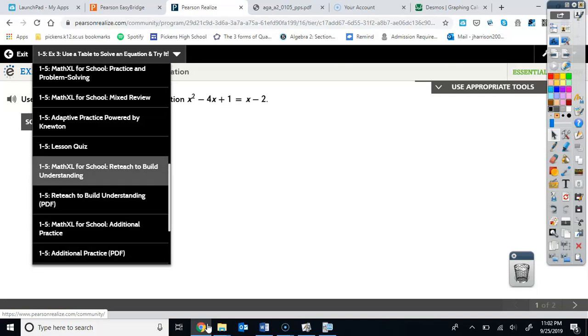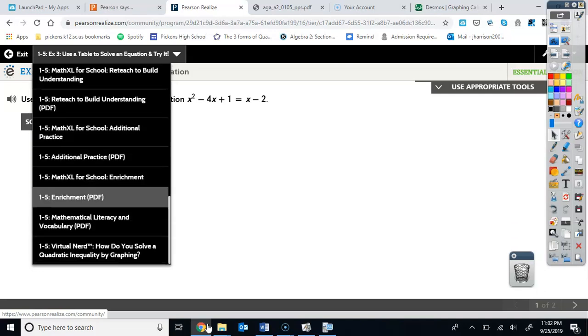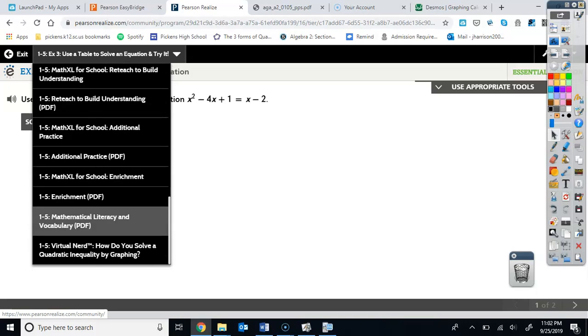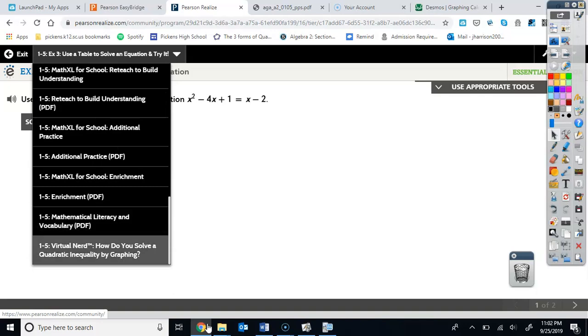Next time in class, we're going to maybe do a little small quiz on this. Also, if you look down near the bottom, there is a Virtual Nerd video. Remember, Virtual Nerd is the app that you can download that has videos on how to solve a quadratic inequality by graphing. It also has a few other videos for every lesson.